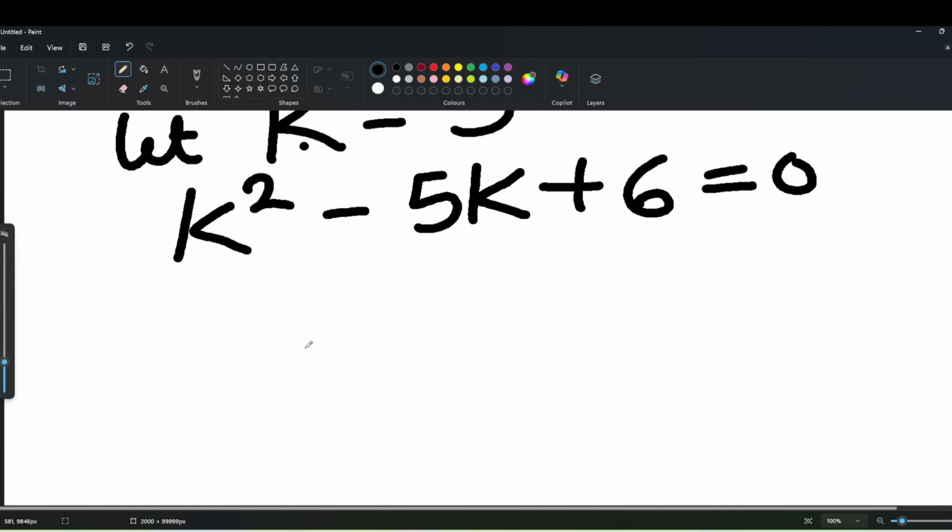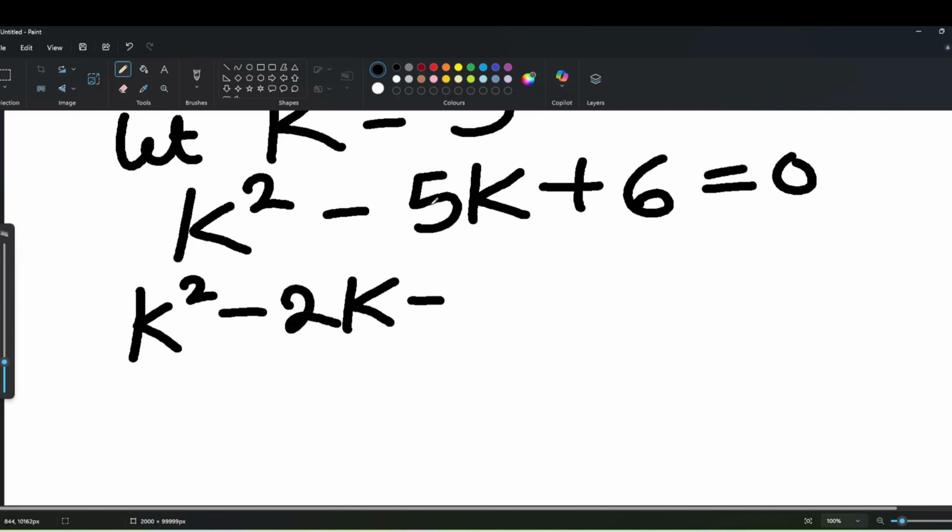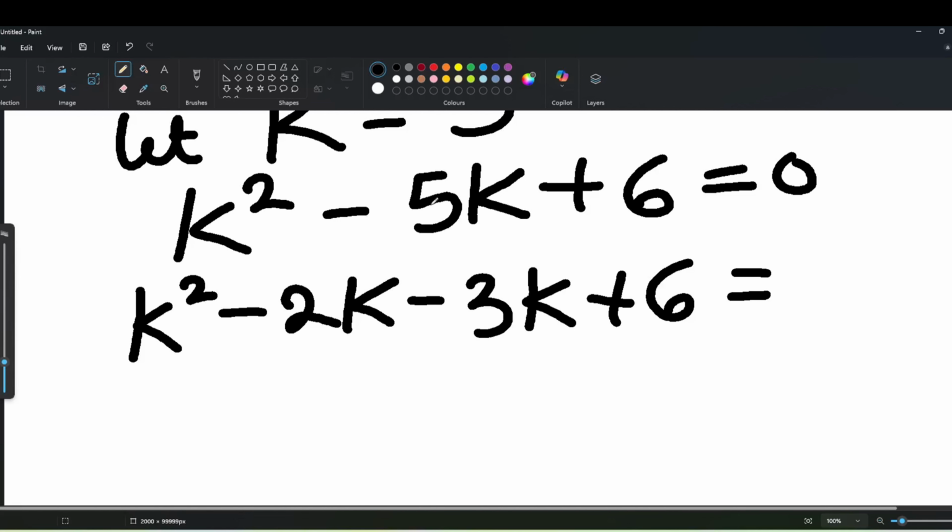Now what we do next is what? We try to split the middle term into two numbers such that they are factors of 6 and k squared. When we multiply them, we're going to get 6k squared, and when we add them, they will still give us the middle number, and those numbers are minus 2k and minus 3k. So this becomes minus 2k minus 3k. When we add them, we'll get minus 5k, but when we multiply them, it's going to give us 6k squared.